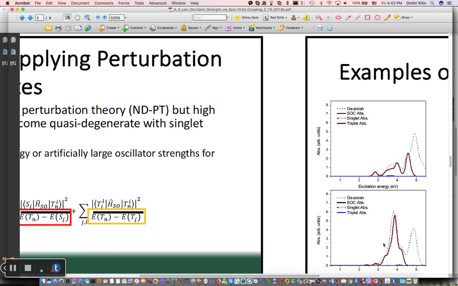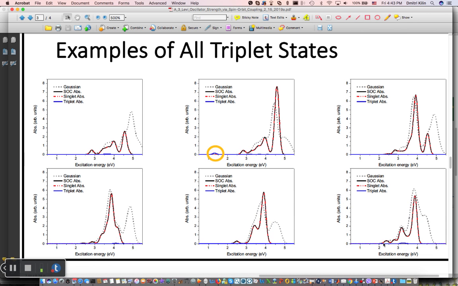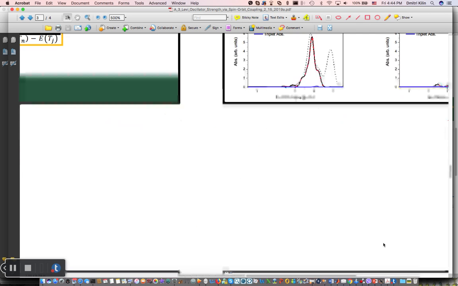Yes, and I'll show some graphs on that. Here, this is not the lowest triplet state. It is a state up here, and it gets massively shifted because the energy difference approaches 0. That does not look good up there. Let's look at this one, because we can actually see a little bit.